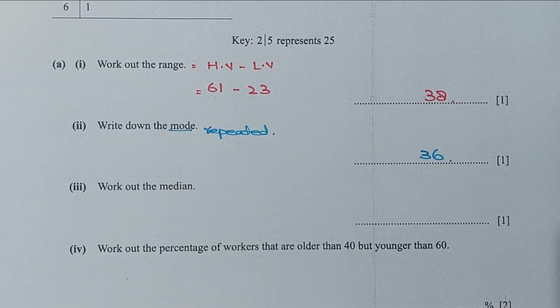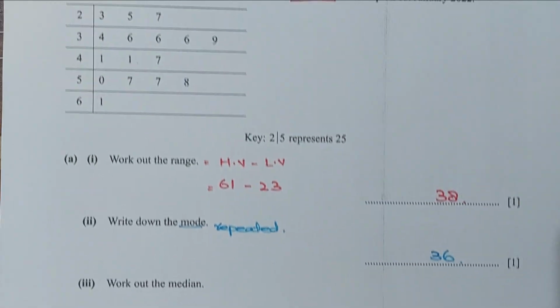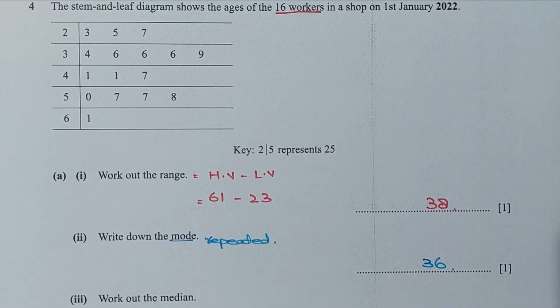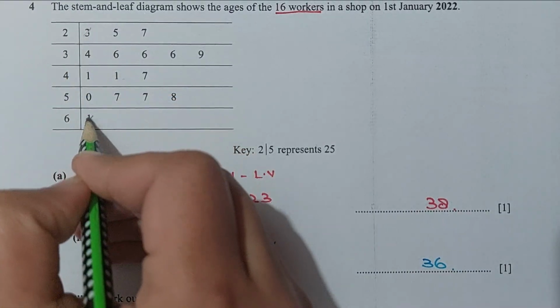Now for part 3, work out the median. Median is the middle value of the data. Since there are 16 workers, we have to cancel 1 each from the left and the right side. One number is cancelled out.